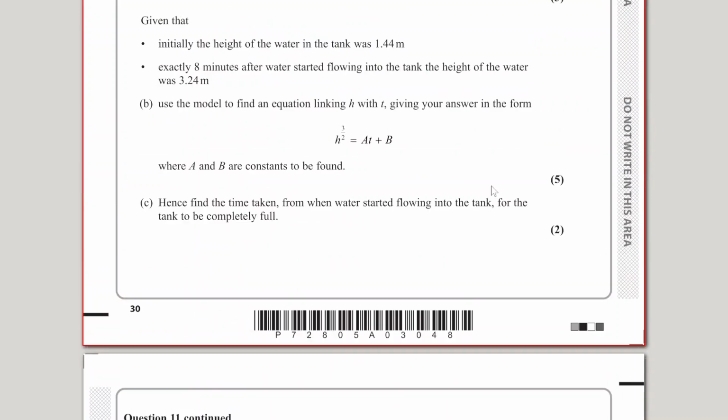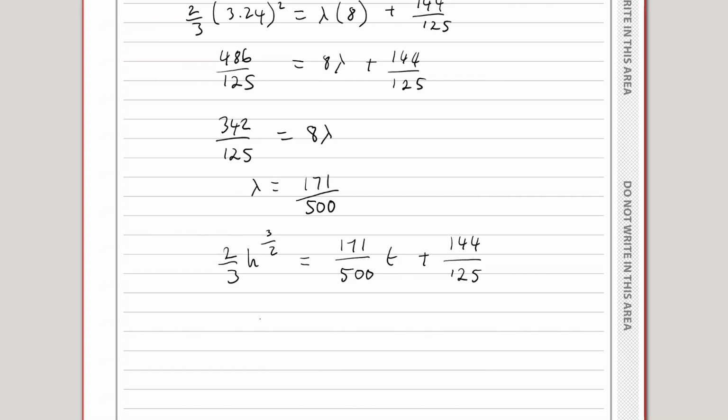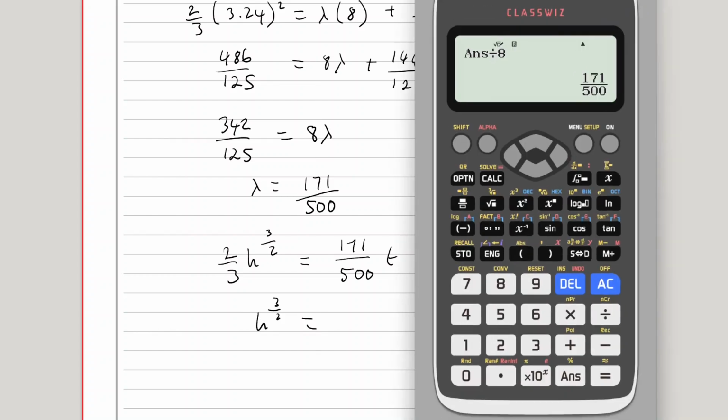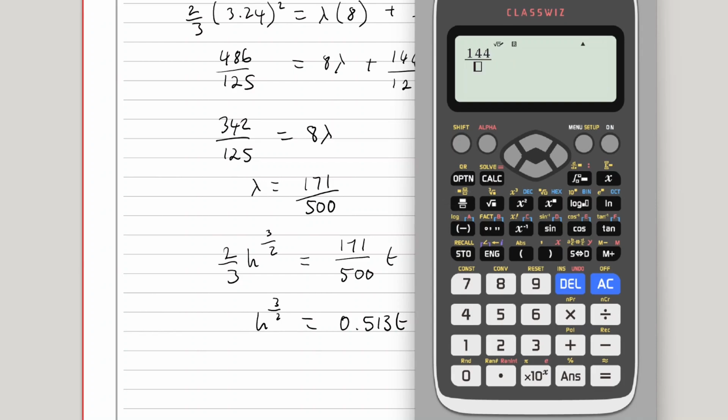So let's put that all back into our equation. So we have 2/3 h to the power of 3 over 2 equals 171 over 500 t plus 144 over 125. We want to divide through by 2/3 though to get h to the power of 3 over 2 by itself. So divide by 2/3. So 0.513 t and divide by 2/3, 1.728.